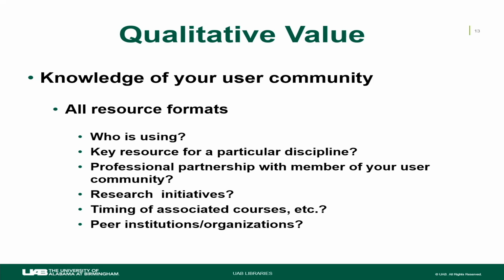Qualitative is a little bit more challenging, because qualitative, you're going to have to jump through a few more hoops. So the question would be, who on campus is or would be using whatever that resource is? Is it something that you've got one faculty member that wants? Is it a key resource for a particular discipline?